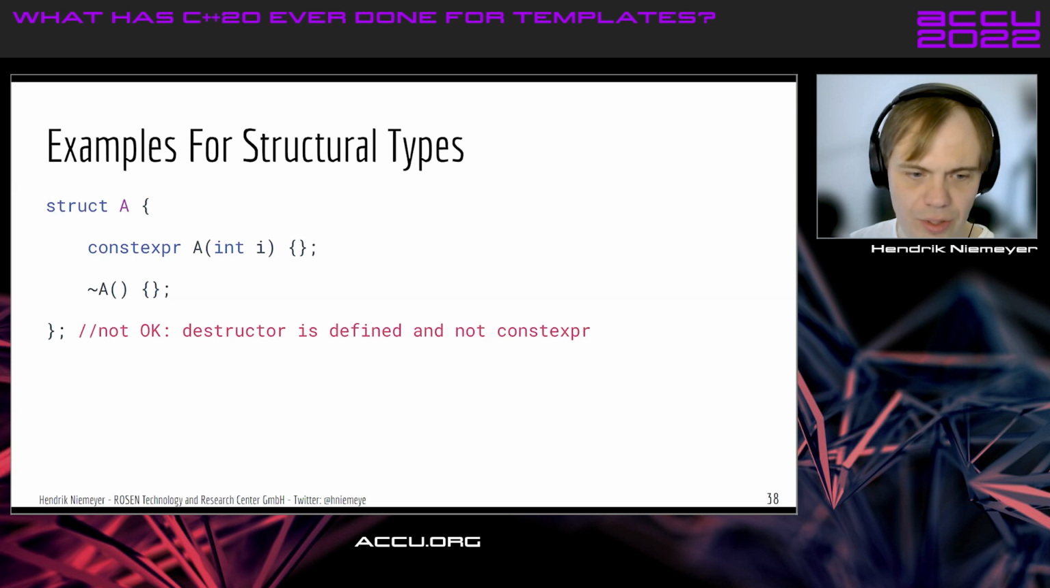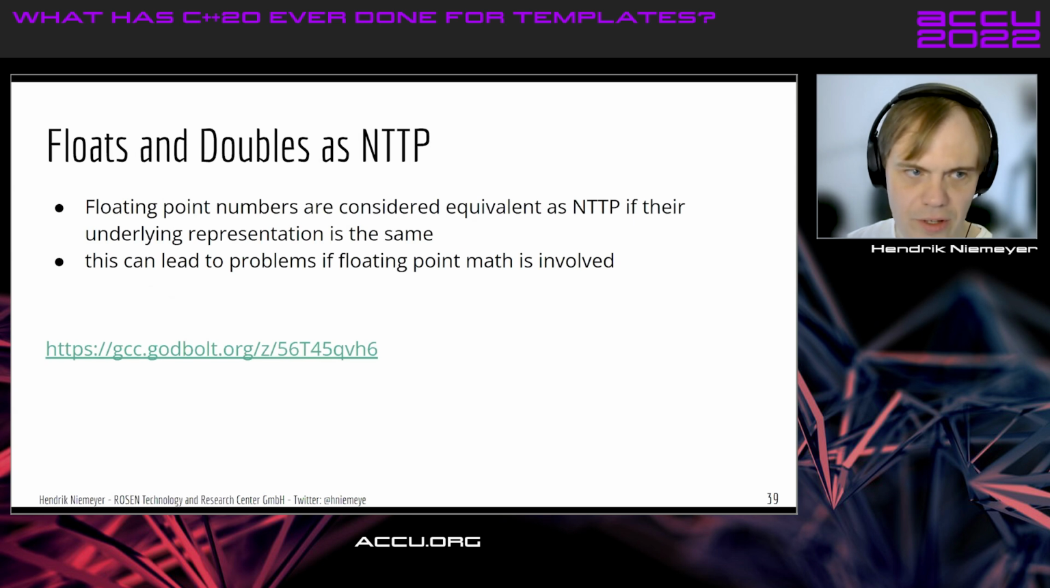Now, we will come back to that later, but first we will look at floats and doubles as non-type template parameters. This is a really cool feature, and it has only one downside or gotcha, which can fall onto our feet maybe. Floating point numbers are considered equivalent in non-type template parameter scenarios if the underlying representation is the same. So they need to have the exact same representation in bits. This is okay, you would think, but this can lead to problems if floating point mathematics is involved.